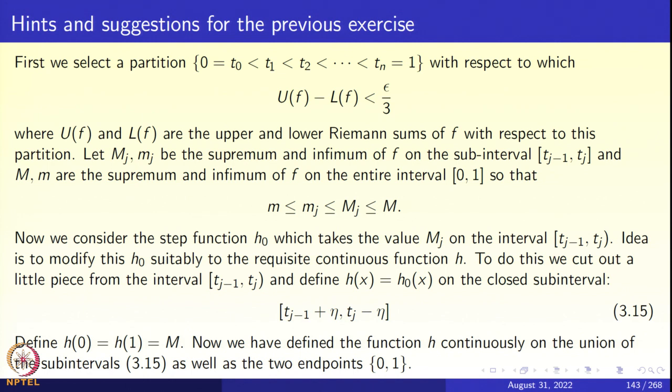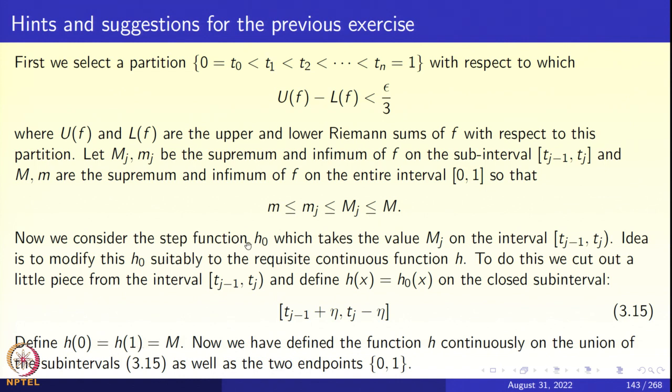Let us select this partition so that the upper Riemann sum minus the lower Riemann sum is less than epsilon by 3. Capital UF and capital LF are the upper and lower Riemann sums of F with respect to this partition. As usual, when you study Riemann integration, we introduce these terms, upper Riemann sum, lower Riemann sum, and we talk about the mesh or the norm of the partition. Capital Mj and little mj are the supremum and infimum of the function on the jth subinterval, the closed interval [tj minus 1, tj], and capital M and little m are the supremum and infimum of the function f on the entire interval [0, 1]. So we get this chain of inequalities: little m less than or equal to little mj, less than or equal to capital Mj, less than or equal to capital M.